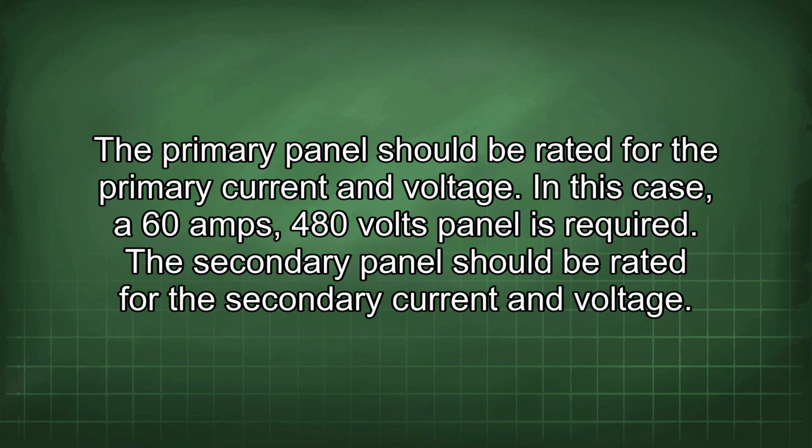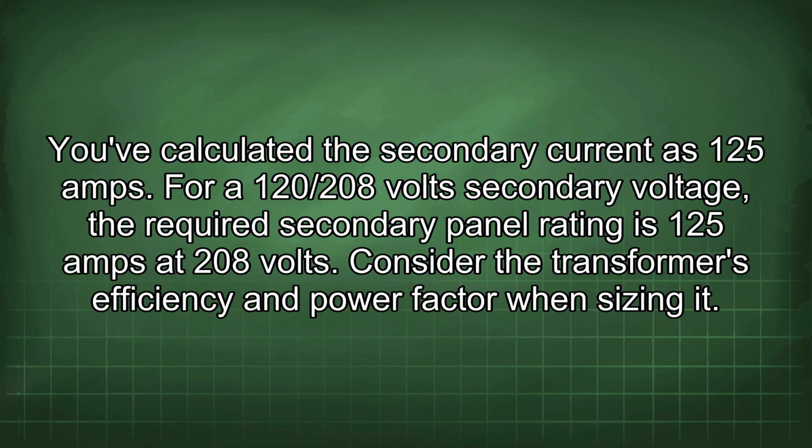The secondary panel should be rated for the secondary current and voltage. You've calculated the secondary current as 125 amps. For a 120/208 volts secondary voltage, the required secondary panel rating is 125 amps at 208 volts.